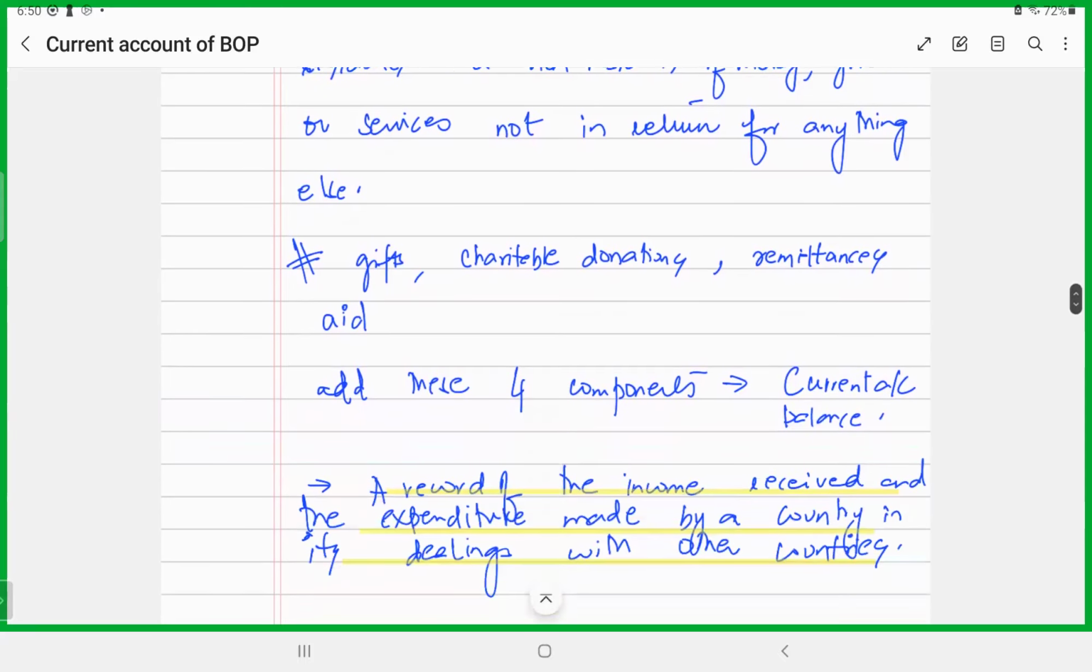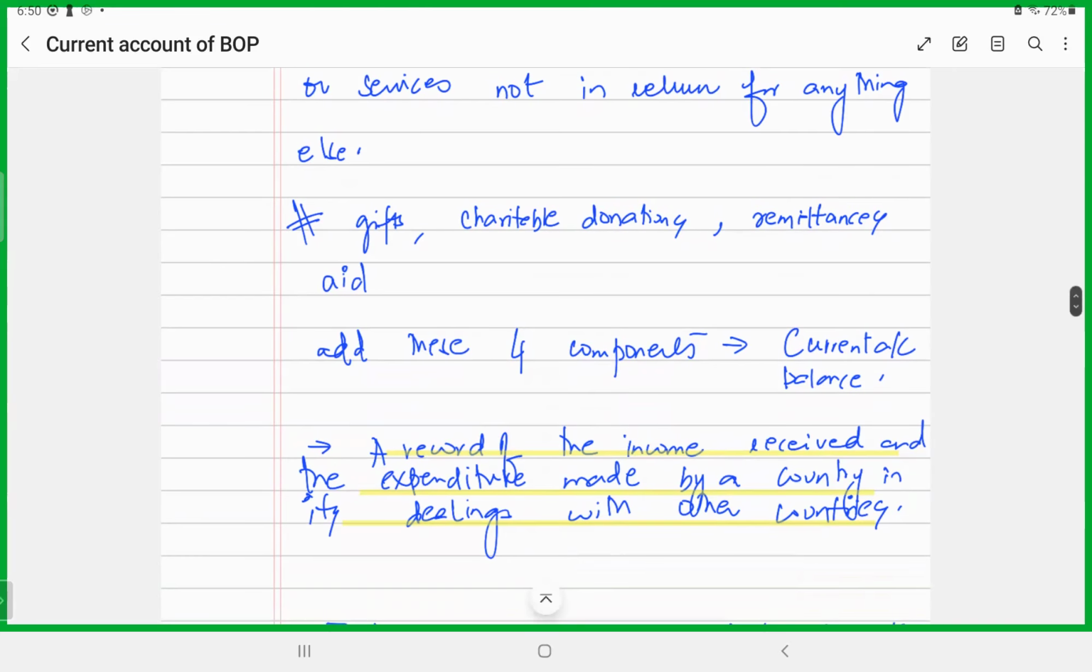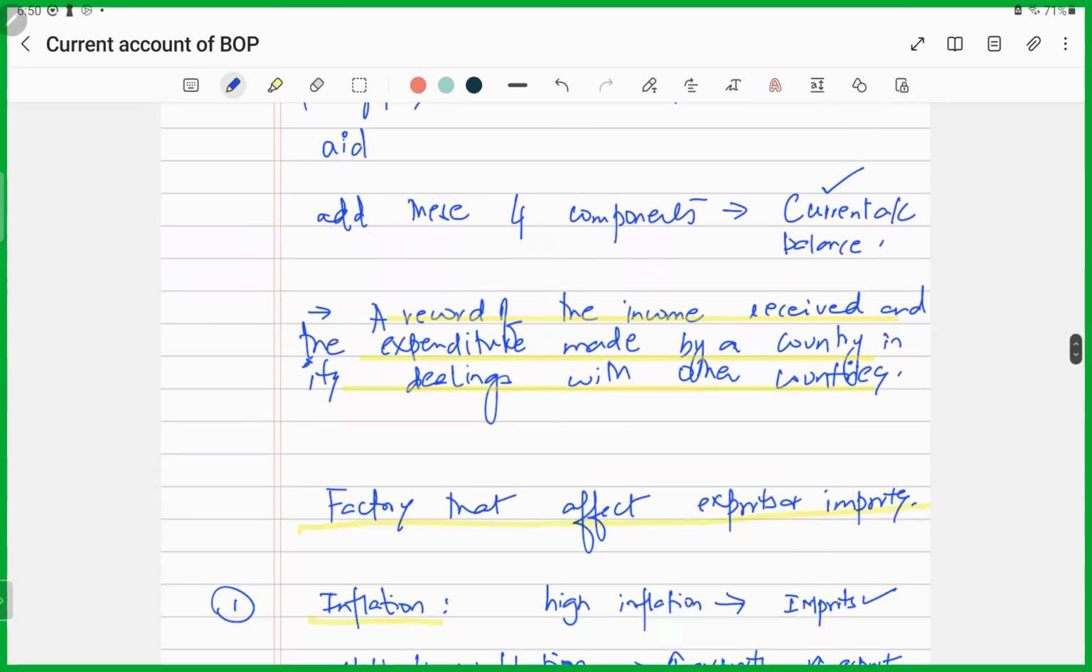Once we add all these four components, the trade in goods, the trade in services, primary income and secondary income, what do we arrive at? We arrive at the current account balance. So, how would we then define a current account balance? A record of the income received and the expenditure made by a country in its dealing with other countries.